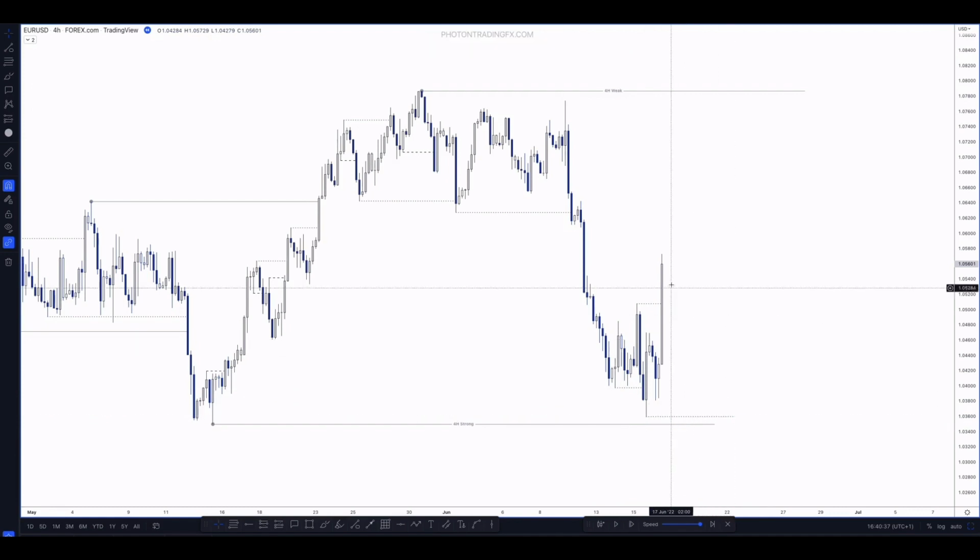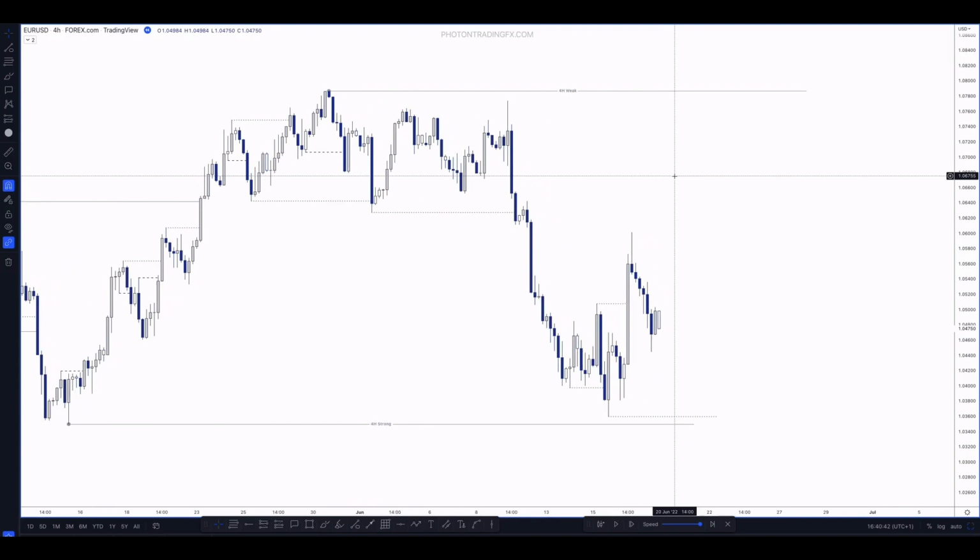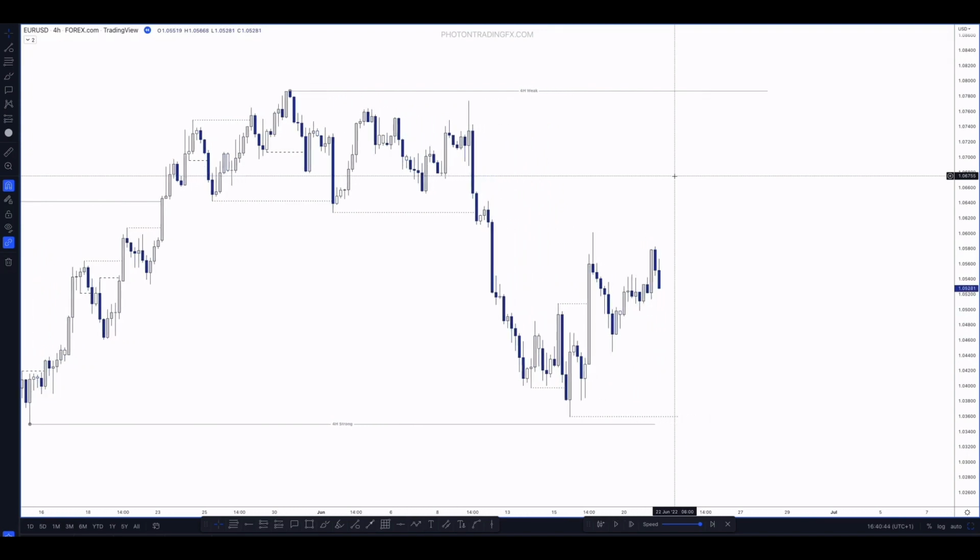So now we can look for longs from within here to try and target up to the weak high. So let's see what happens. Price pulls back, comes into our nice level. We can look for longs and try and at least target this high, with the potential we could go even further. So let's see if we can get another bullish IBOS.